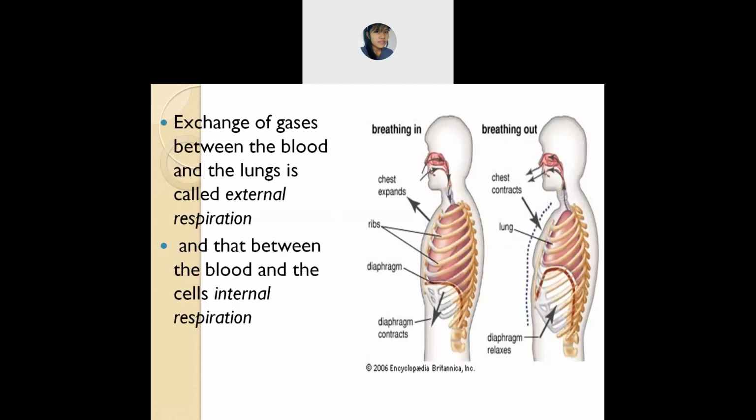Understand? And what happens here? Your chest, this is your chest, it will contract. Contract means it will become compressed, it will become small. And your diaphragm will get relaxed. Understand? It will get relaxed.